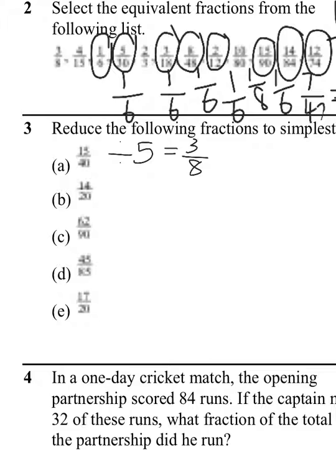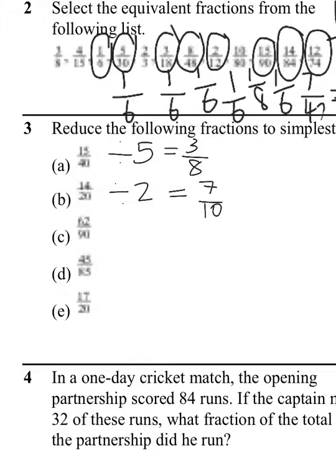Alright, 14 over 20. I think let's start by dividing both top and bottom by 2 and see what happens. So 14 divided by 2 is 7, and 20 divided by 2 is 10. 7 over 10. I feel that there are not any numbers that 7 and 10 can be divided by. So we leave it as that, and that's the simplest possible form.